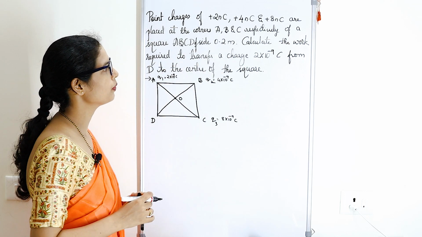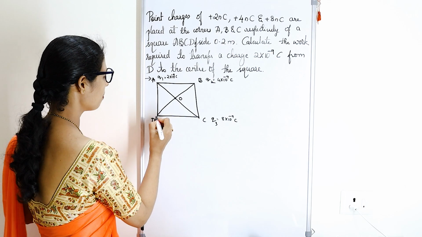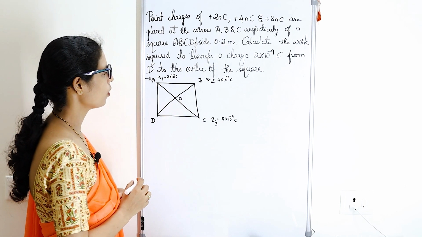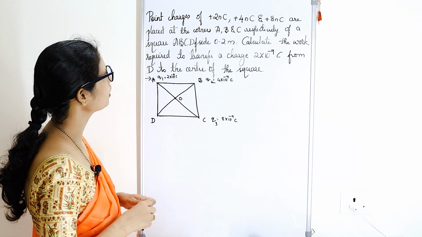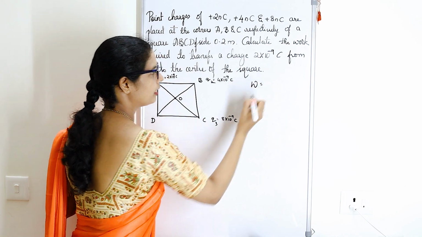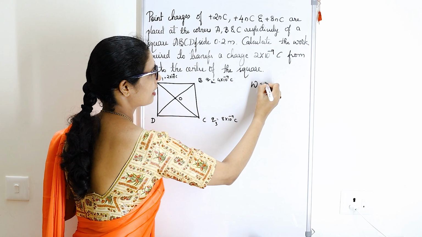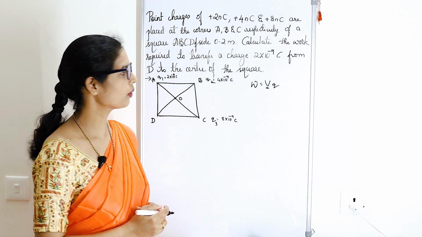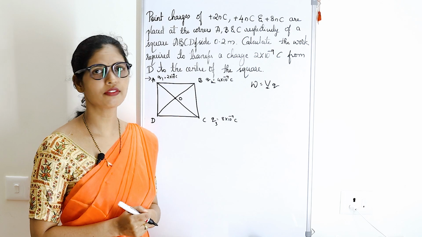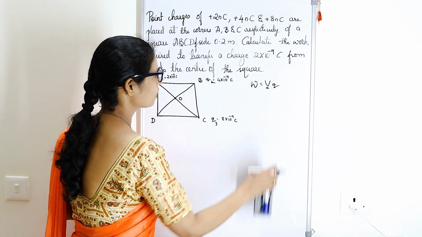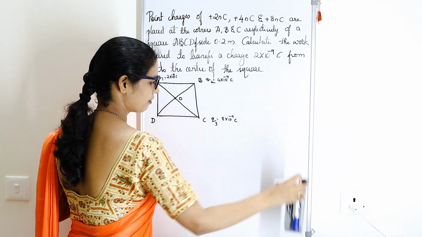They have given the value 2 into 10 to the power of minus 9 coulomb, from D to the center of the square, that is O. First, to find out work, what do you need? You need the charge that they have given. You need potential difference as well. Do we know the value for potential difference? No. So first we need to find out the value for potential difference.